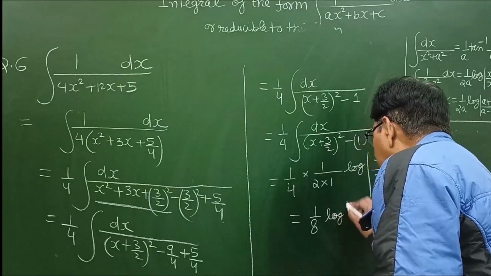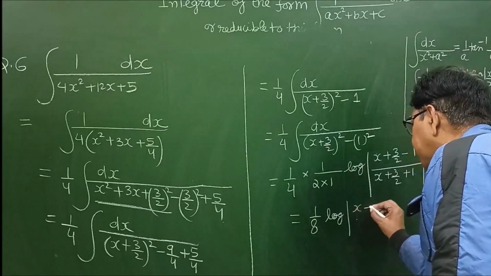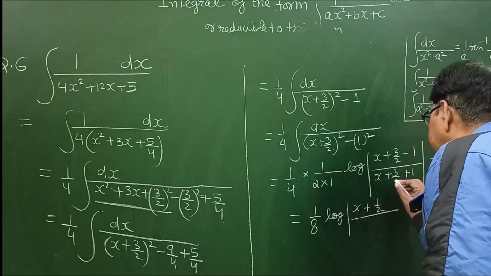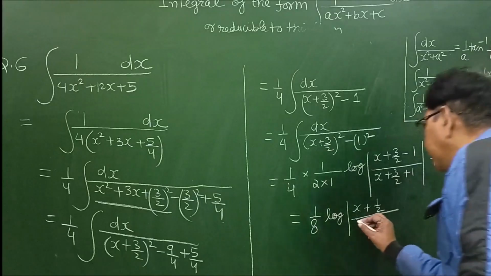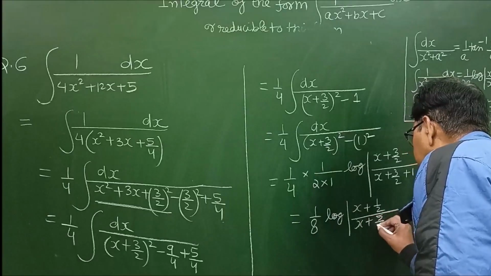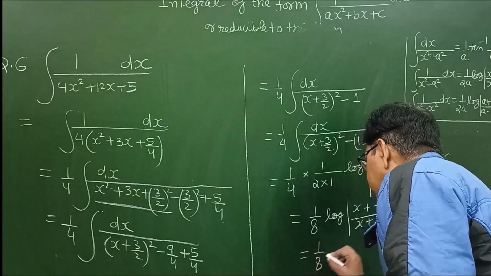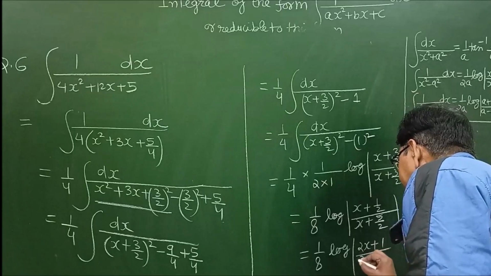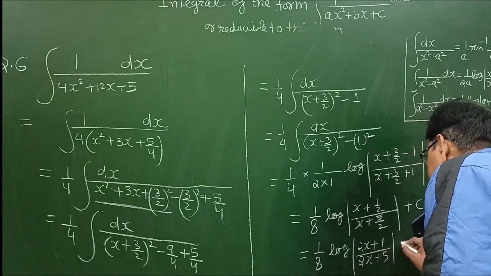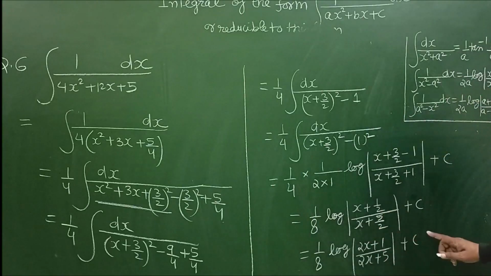log mod, and 3 by 2 minus 1 means 1 by 2, x plus 1 by 2 upon, here we have 3 by 2 plus 1, which is equal to 3 plus 2, 5 upon 2, x plus 5 upon 2, plus c. So this is equal to 1 upon 8 log mod 2x plus 1 upon 2x plus 5 plus c. The denominators get cancelled, 2 and 2 get cancelled. So this is the final answer of this question.